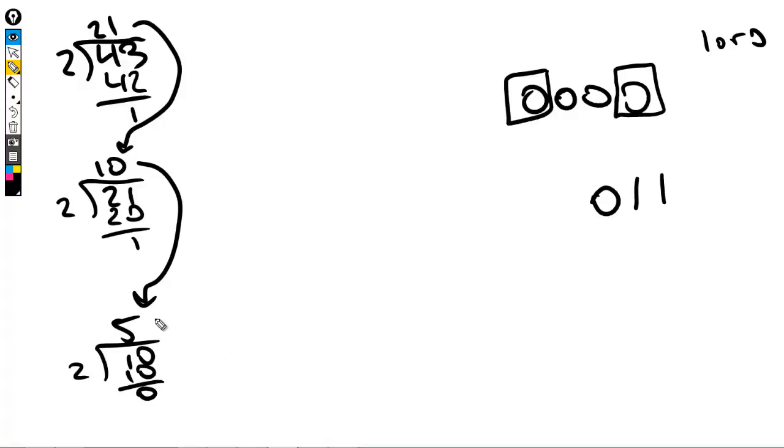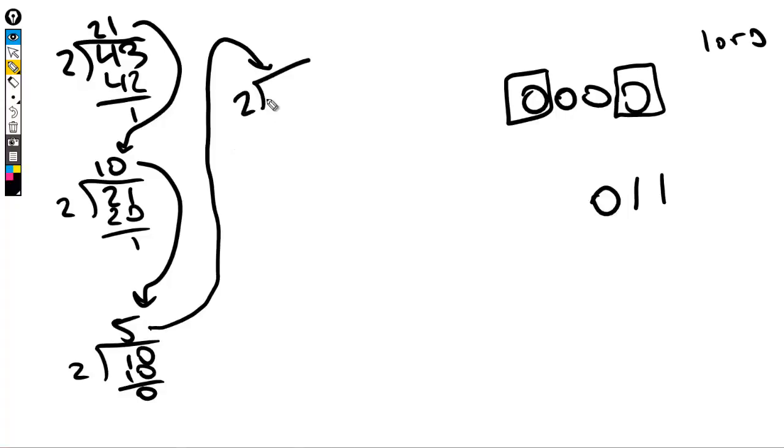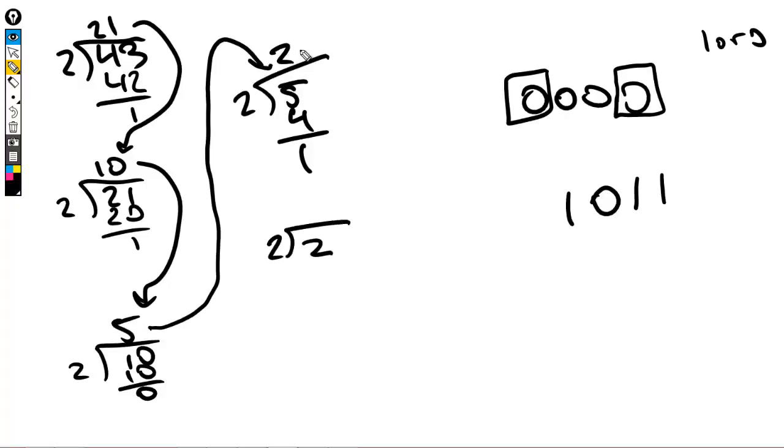Now we're going to take this quotient here. We're going to have 5 divided by 2. That's a 2. 5 divided by 2 is going to equal 2, and 2 times 2 is 4. Sorry, it's slanted. So we have a remainder of 1. Now we take 2 divided by 2. We have 1 here, 2 here, a remainder of 0.